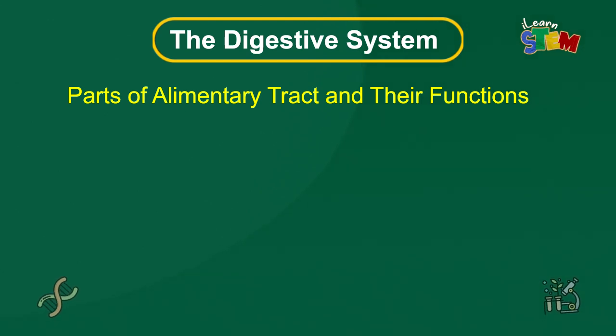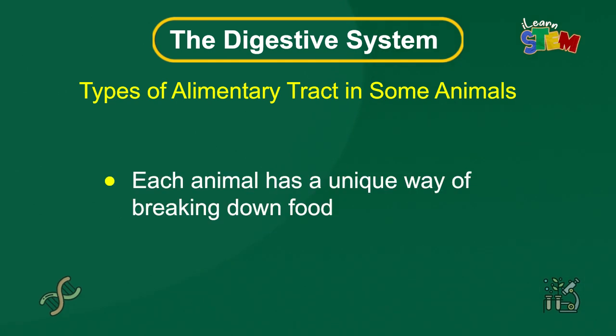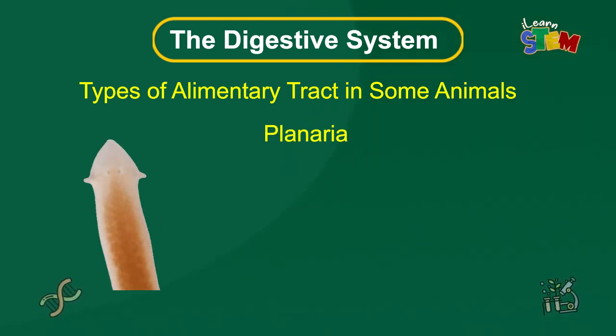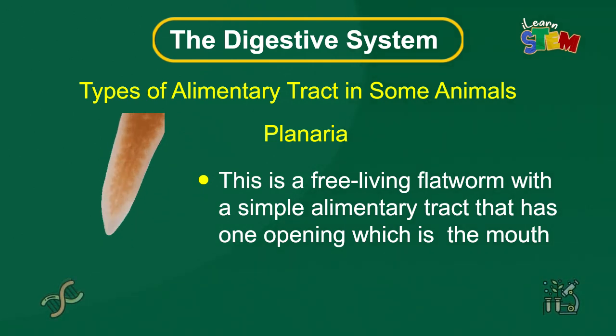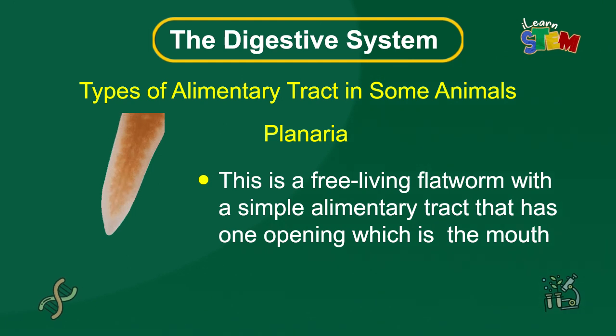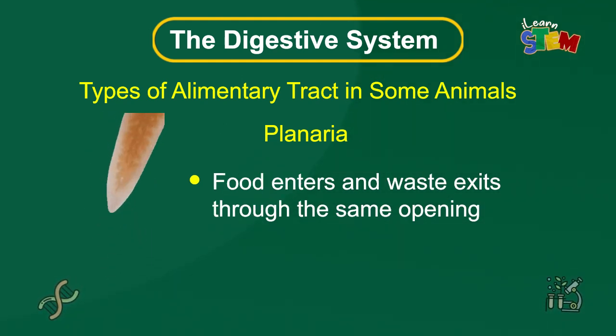Now, let's discuss types of alimentary tract in some animals. Each animal has a unique way of breaking down food. Let's explore some examples. We will start with planaria. Planaria is a free-living flatworm with a simple alimentary tract that has one opening, which is the mouth. Food enters and waste exits through the same opening.